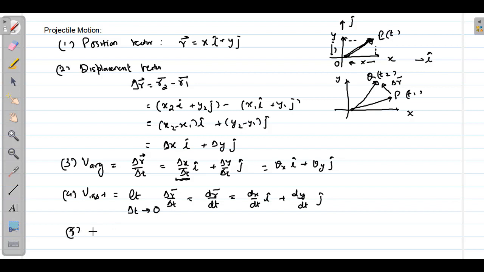Similarly, we can find average acceleration, that is equal to delta v by delta t. So it can be written as delta vx by delta t i, this is the acceleration along the x-axis, plus delta vy by delta t j along the y-axis. That is, it is ax i plus ay j.